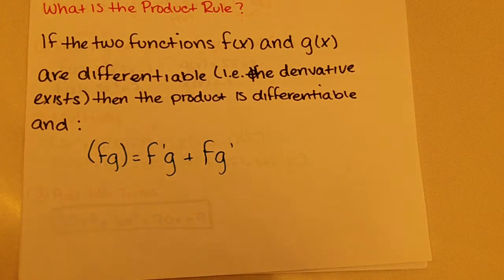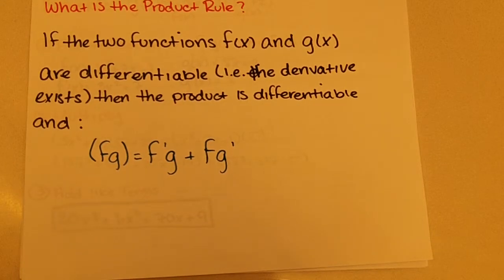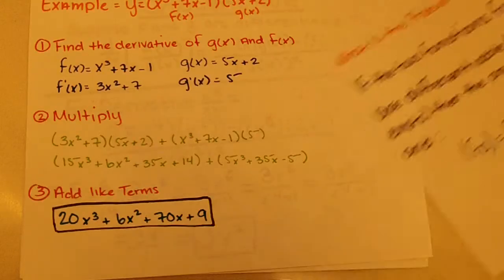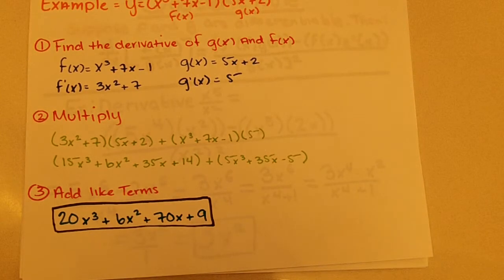The product rule states that if two functions, f of x and g of x, are differentiable, i.e. the derivative exists, then the product is differentiable, and the derivative of f times g equals f prime times g plus f times g prime. An example we use is y equals x cubed plus 7x minus 1, times 5x plus 2. f of x is x cubed plus 7x minus 1, and g of x is 5x plus 2.